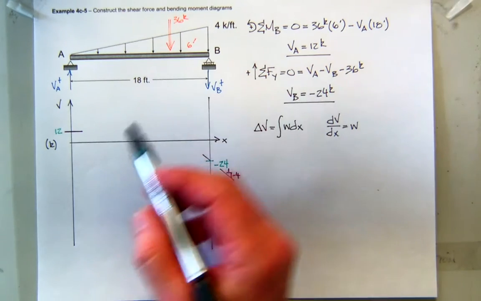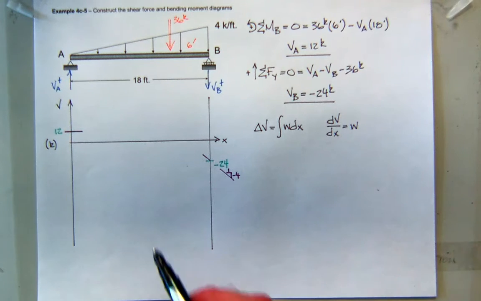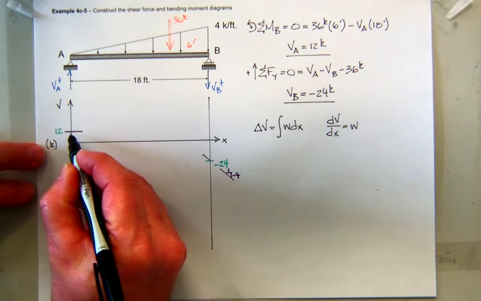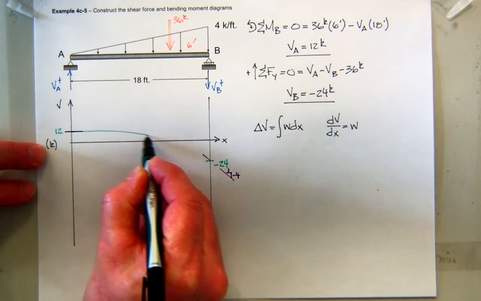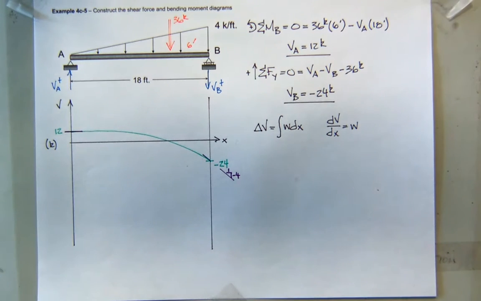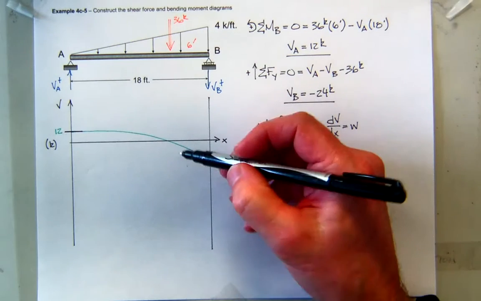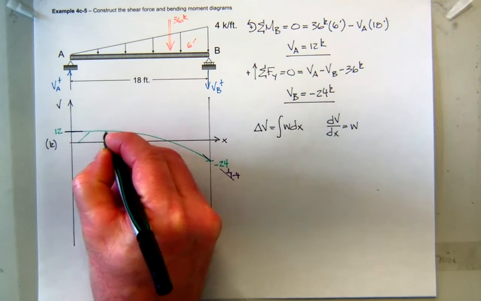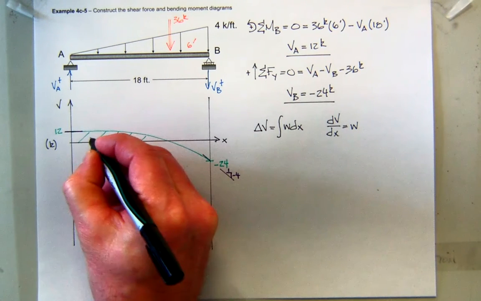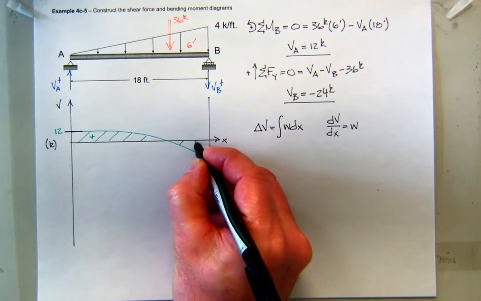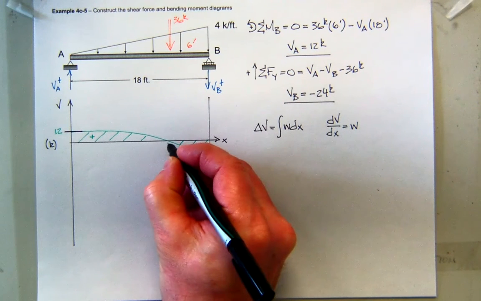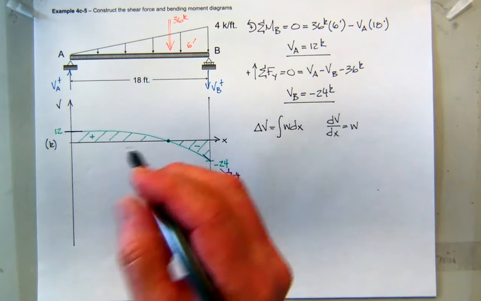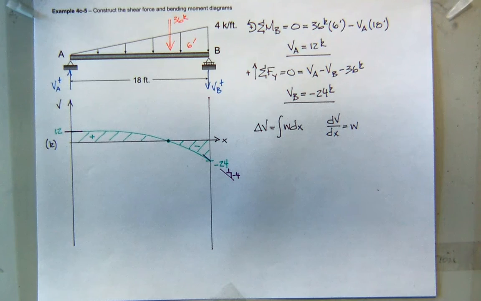So this is a linear curve. This should be a parabolic curve. So let me see if I can sketch something that fits in there. Something like that. Now some issues pop up. We crossed the axis. We went from a positive shear, this is positive shear, to negative shear. Somewhere there I cross the axis and I have 0 shear.